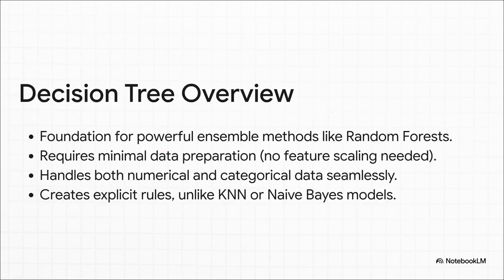So what makes these things so useful in machine learning? Well, for one, they require almost no data prep. You know how with some models like K-nearest neighbors, you have to scale all your features so that age and income are on the same playing field? You don't have to worry about that here. They can also handle numbers and categories right out of the box. But the real kicker is that they create explicit, human-readable rules, and that makes them the perfect building block for even more powerful techniques like random forests.